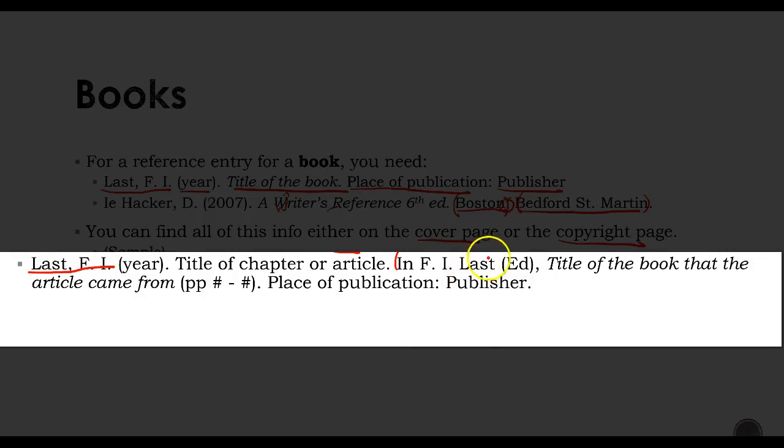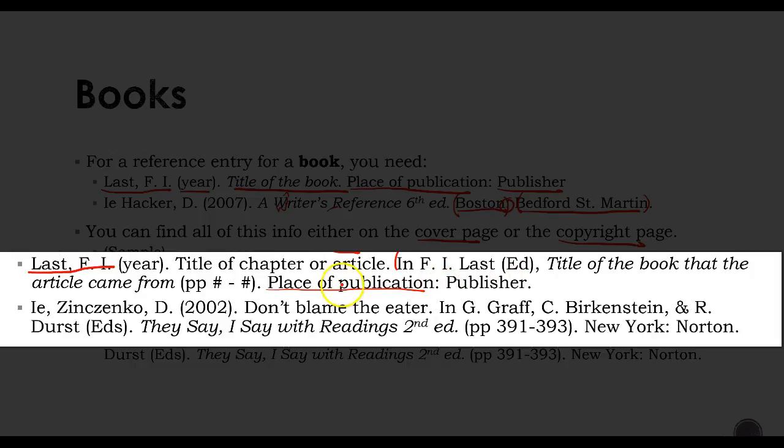G. Graff, Ed, They Say, I Say with Readings, second edition, and then the page number 391 through 394. Place of publication in this case is New York, and the publisher is Norton. So this is how we would cite that one. Zinchenko, D. 2002, Don't Blame the Eater, in Graff, C. Birkenstein, and R. Durst, Eds, They Say, I Say with Readings, second edition, 391 through 393, New York, Norton.